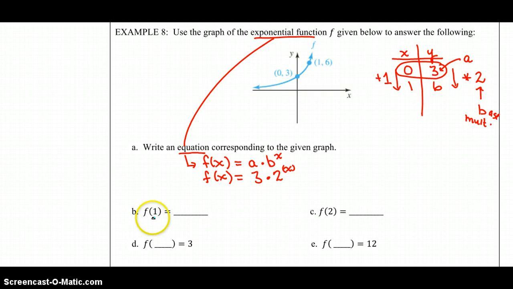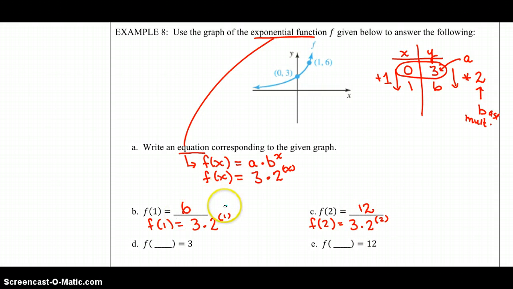Alright, so now we're asked for f of 1. For f of 1, we're going to replace x with 1. So we're going to get 3 times 2 to the first power. One factor of 2 is just a 2, times 3 gives us 6. And f of 2, we're going to substitute 2 for x, so we get 3 times 2 to the second power. So now we have 2 factors of 2. 2 times 2 is 4, times 3 gives us 12.